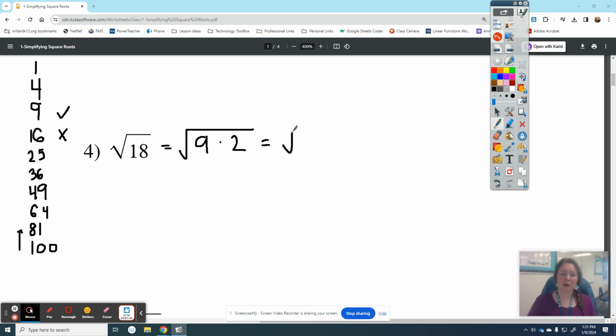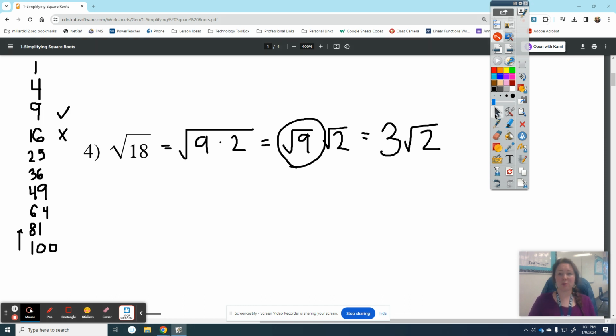And then I split them up: square root of 9, and then times, that invisible multiplication symbol, times the square root of 2. And the square root of 9, I'm going to simplify my perfect square. The square root of 9 is 3. So our final answer is 3 root 2, or 3 times the square root of 2.